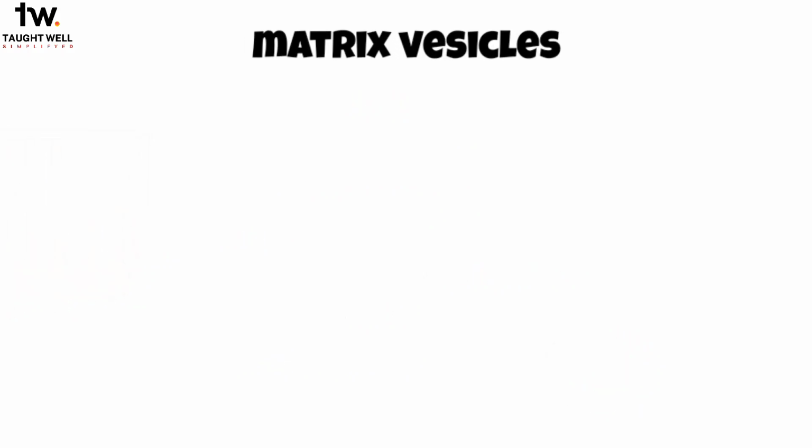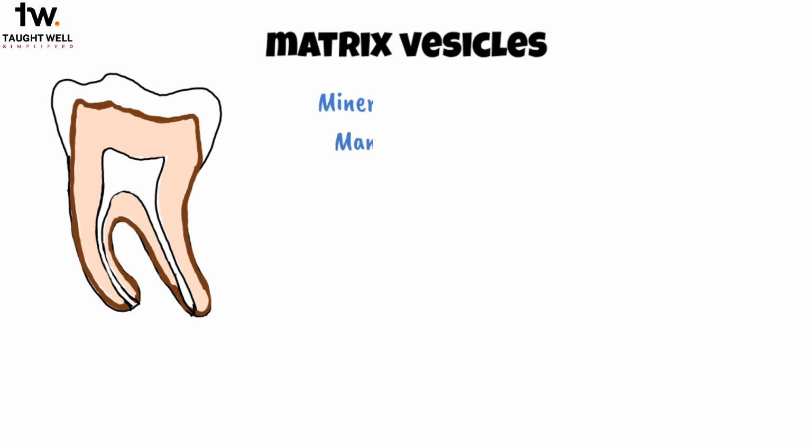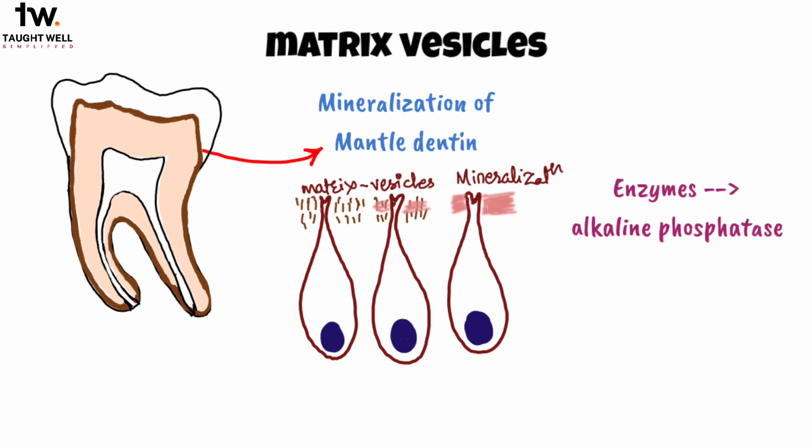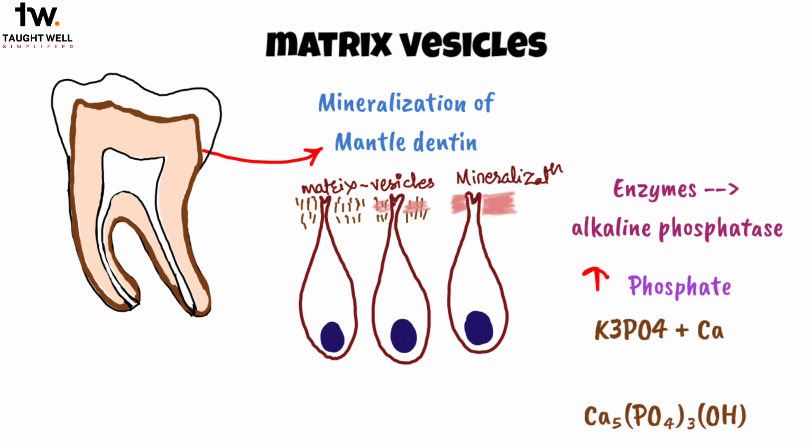Next up are the matrix vesicles. These are crucial for the mineralization of the initial layer of dentin, known as mantle dentin. These vesicles contain special enzymes like alkaline phosphatase. This enzyme helps by increasing the amount of phosphate in the area around the developing dentin. The phosphate combines with calcium from the surroundings to form crystals of hydroxyapatite. This mineral gives dentin its toughness and strength, similar to how bricks make a wall sturdy. So, matrix vesicles act like little factories that kickstart the process of making dentin hard.